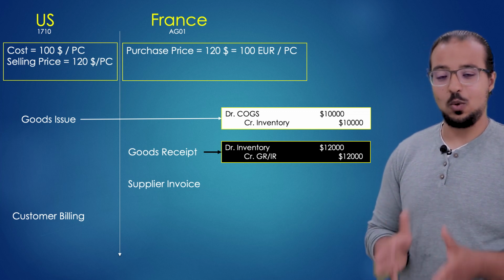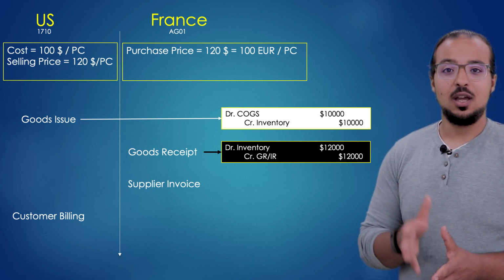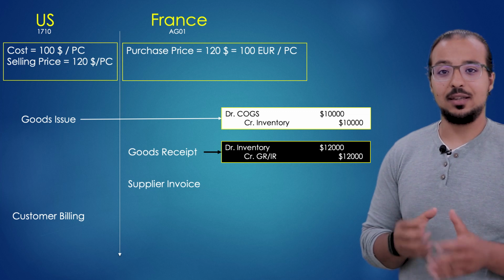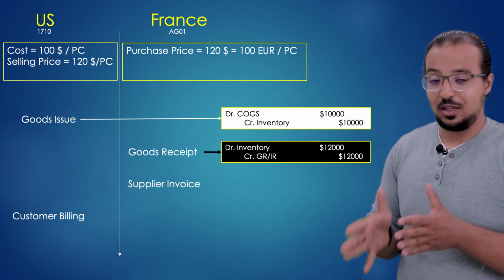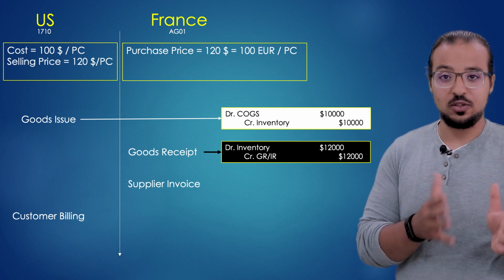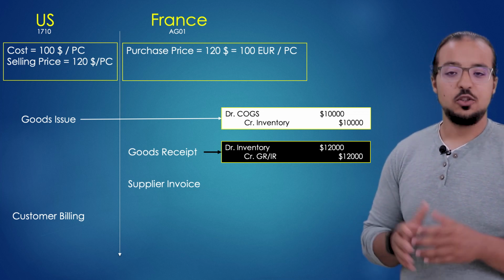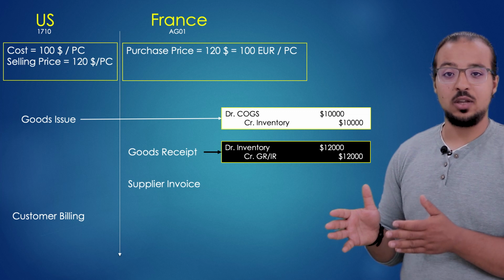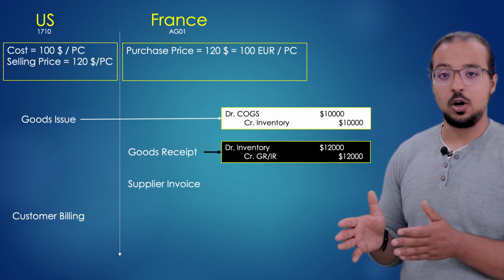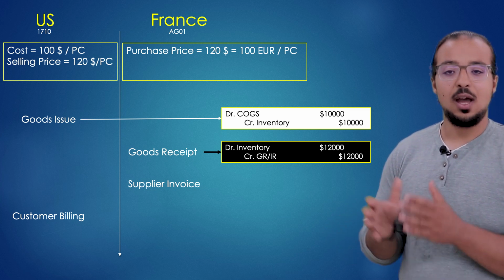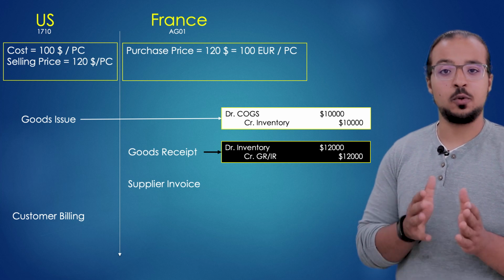So in the example today, we are using moving average costing in France. And let's say that our purchase price that we maintained in France, the purchase price from US for this product is 120 USD or 100 euros. So the financial entry will be a debit to the inventory account for 10,000 EUR or 12,000 USD and a credit to GRIR account for the same value.